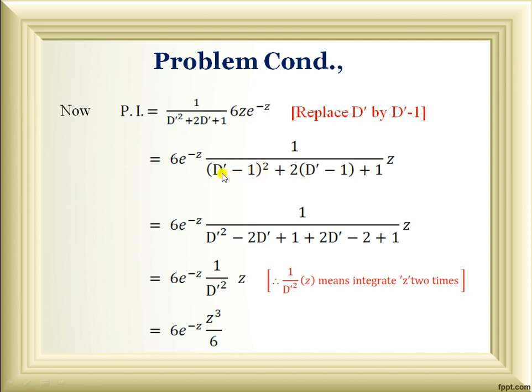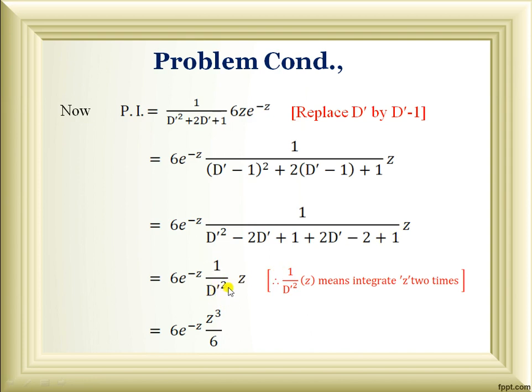I am opening this (D dash minus 1) the whole square by using the (a minus b) the whole square formula. Next, I am multiplying this (D dash minus 1) with this 2. After that, I am getting the terms D dash square minus 2 times D dash plus 1, and here 2D dash minus 2 plus 1. I am simplifying this because minus 2 times D dash plus 2 times D dash get cancelled. 1 plus 1 is 2. Minus 2 plus 2 get cancelled. And finally, I get D dash square alone in the denominator. On the right hand side I am having z alone.